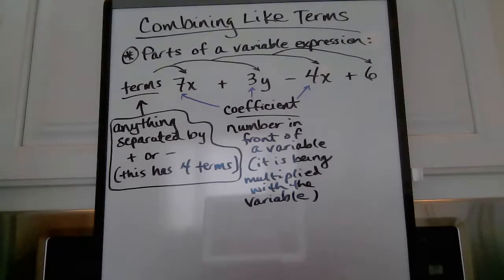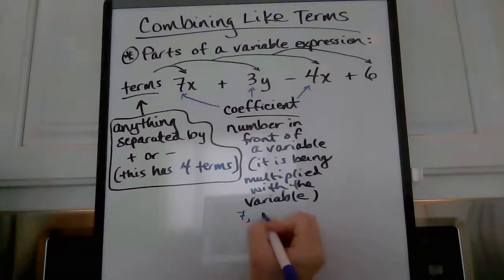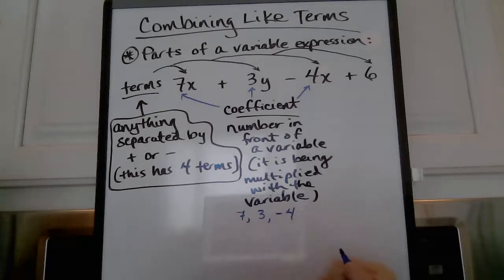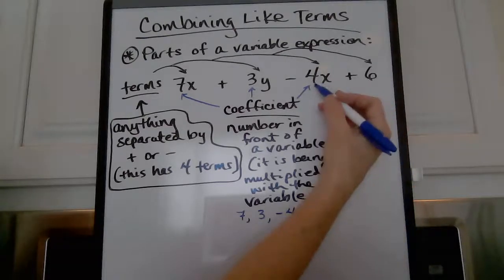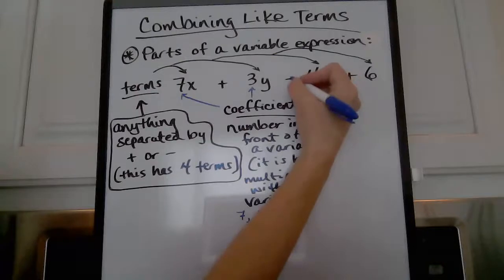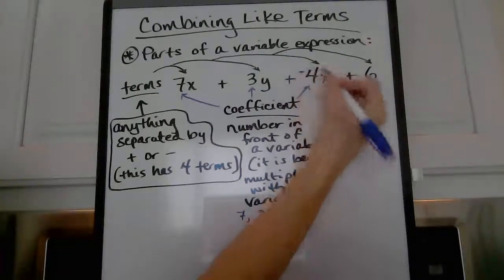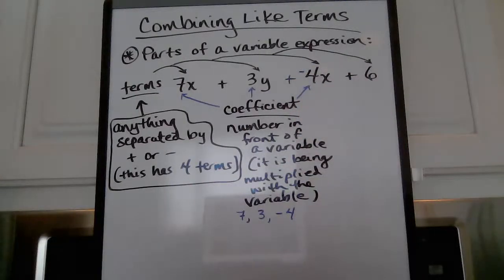So in this expression, we have the coefficients 7, 3, and -4. Be careful with that subtraction sign. That subtraction sign tells us that this 4 is negative. One thing you could do is change your subtraction to adding the opposite, and then it makes it clear that that is a -4. So the sign in front of the coefficient goes with that number.